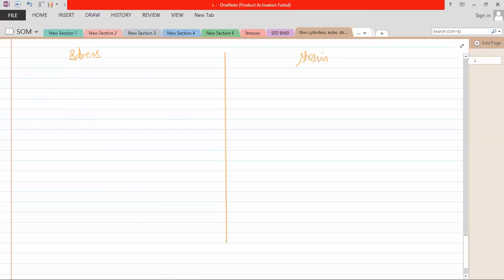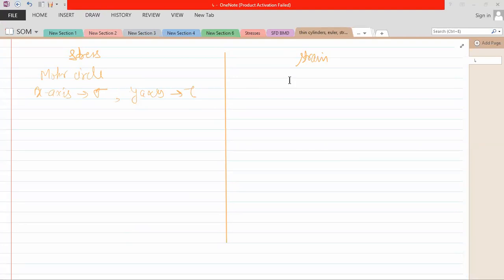So in stress, your Mohr circle has, on the x-axis, sigma, that is the axial or normal stress. Your y-axis is tau. Someone asked how to find the principal strain. Okay, I will get to that. You will understand it from here only.